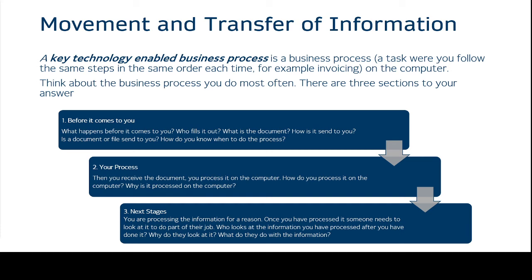So someone will need to look at it to do their job, to do the next stage. So who is it that looks at the information once you've processed it? Why do they look at it? What do they need that information for? So think about what happens, because this is about the movement of information through the stages. You explain the information comes from a customer, sent to me this way, I put it onto this system, and then once I've done that, my manager runs a report and looks at it, and you can see how that information changes and moves through the process on the computer.